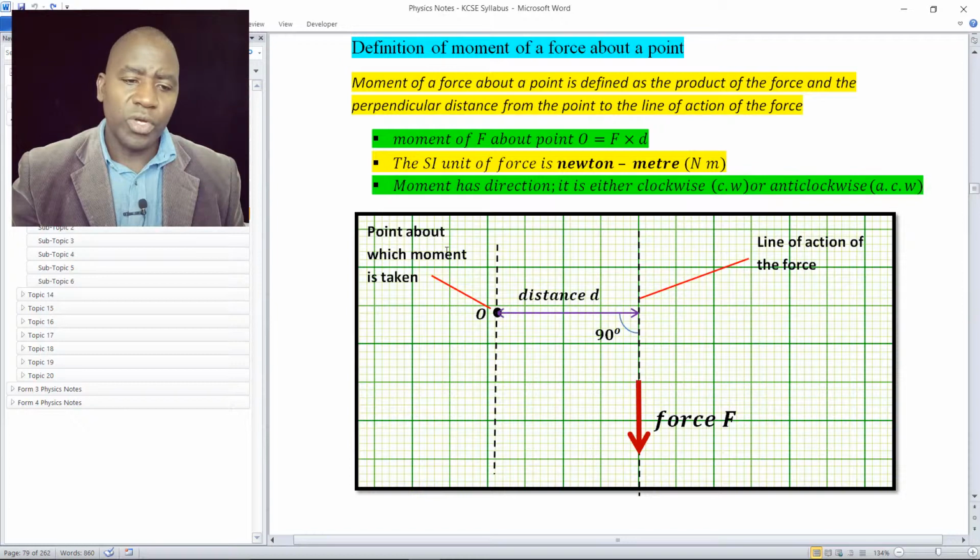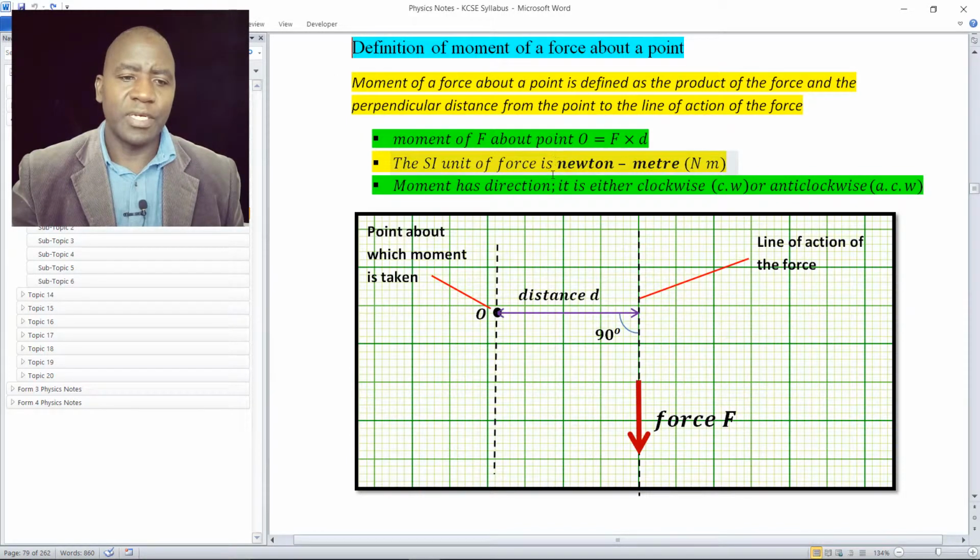So O is the point about which we are taking moments, and we are multiplying the force and the distance in order to find that effect. So moment of F about O is equal to F times D. And remember, F and D must make 90 degrees with each other. In other words, the distance as measured from the turning point makes 90 degrees with the line of action of F. Now, since we are multiplying force times distance, the SI unit of moment is Newton meter.